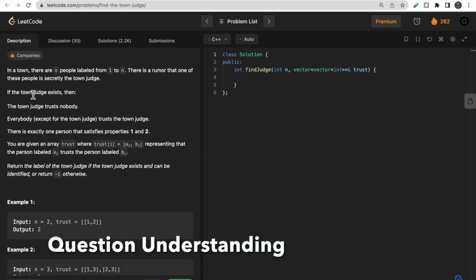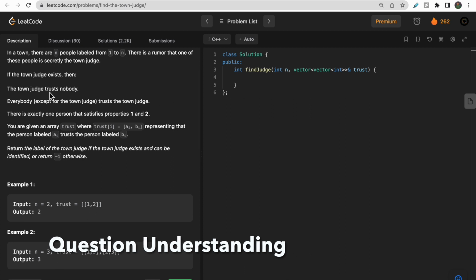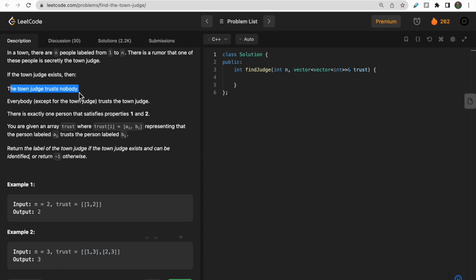For a town judge to exist, the town judge must hold two properties. The town judge trusts nobody, meaning the judge wouldn't trust any person, and everybody except the town judge trusts the town judge. If these two properties hold for a person, then that person can be called the town judge.